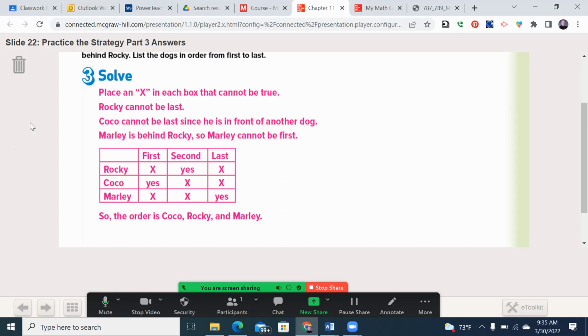And Coco can't be last because he's in front of another dog. So we know that, and Marley's behind Rocky, so Marley cannot be first. So Marley could be last. Rocky and Coco cannot. So we got that figured out. Rocky, we know obviously could be first or second.